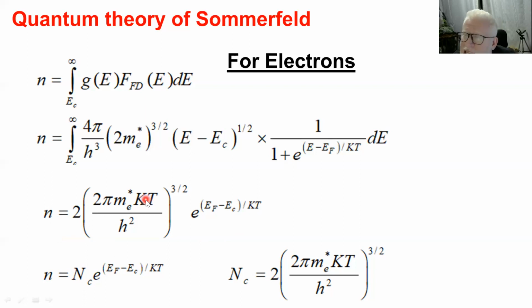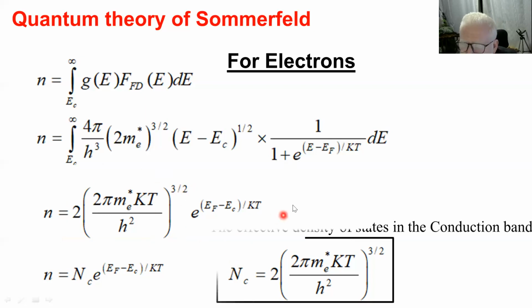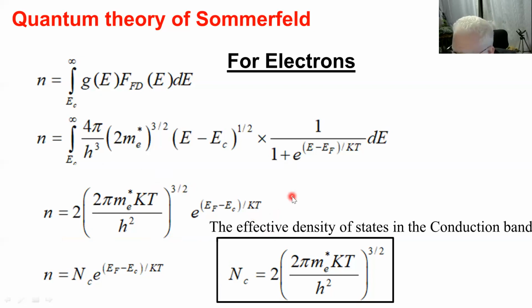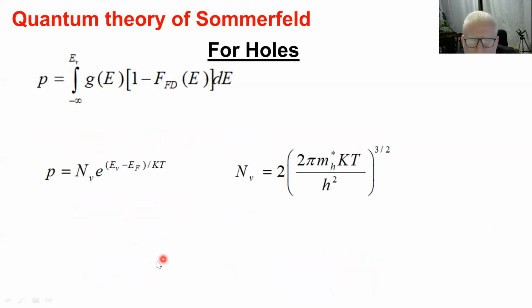In order to make this equation simpler, we will put all these constants in one term which is called NC. If you remember, we call this NC the effective density of states of the conduction band. So now n is simply equal to NC e to the power (EF minus EC) over kT. Very simple.